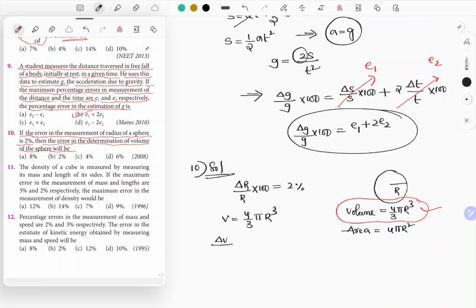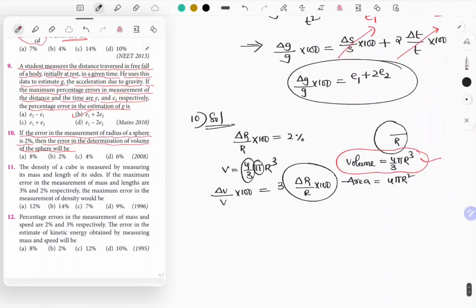Then percentage error present in measurement of volume, delta V by V into 100 is equal to, there is no error in measurement of 4 by 3 pi also. Those values are constant values. Now the only error present is in the measurement of radius, that is represented as 3 times delta r by r into 100. What is the error value in radius? It is 2%. So final answer, percentage error present in the measurement of volume of the sphere is equal to 3 into 3%. Answer is 9%.